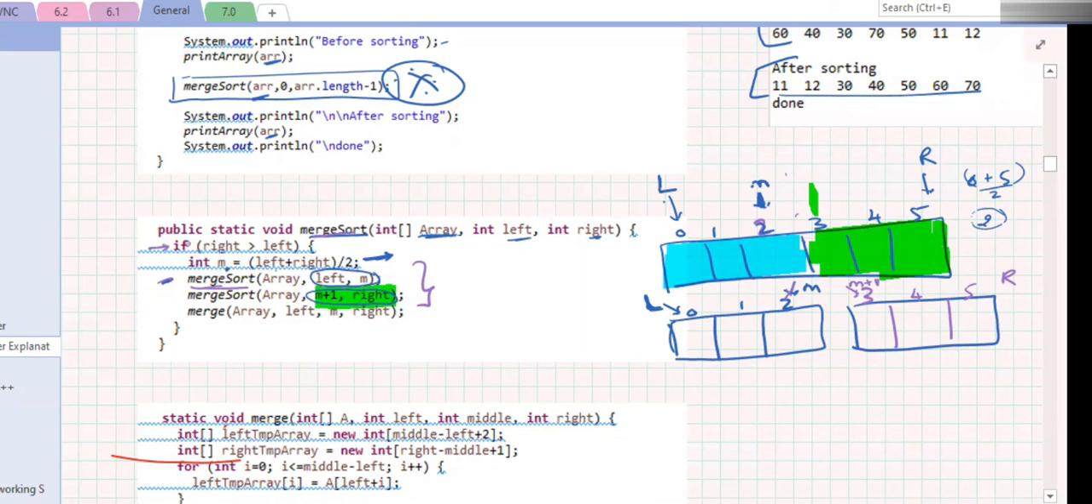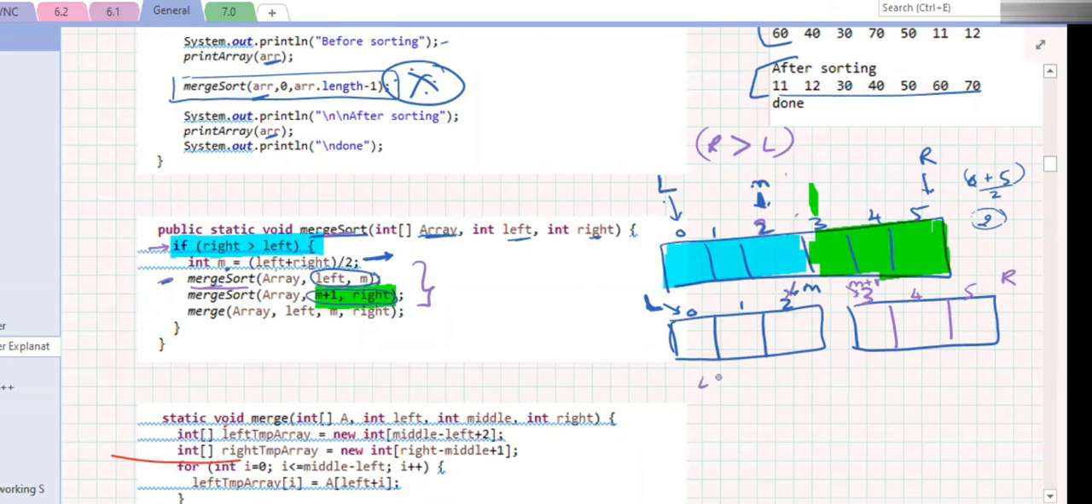This one. This is again important. Our recursion is broken by this, when it says your right is greater than your left. As long as your right is greater than your left, you keep splitting and merging.